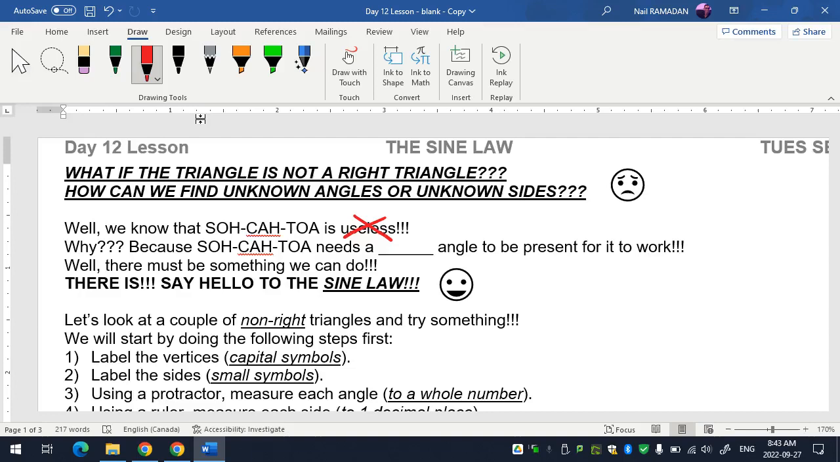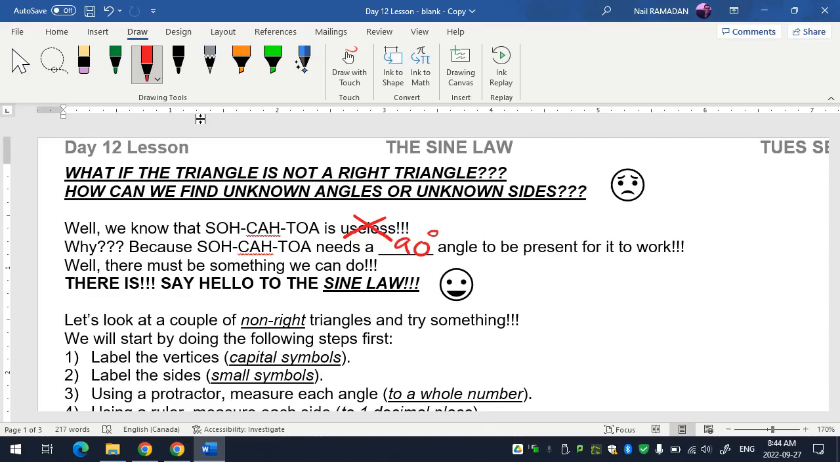Why? Because of one reason. SOHCAHTOA needs a 90-degree angle to be present. If there is no 90-degree angle, there is no hypotenuse, which means SOHCAHTOA does not work. Okay, well, there must be something else we can do. There is. So today we learn the sine law. Again, the sine law has nothing to do with SOHCAHTOA. It's a whole new beast. It's a whole new thing.